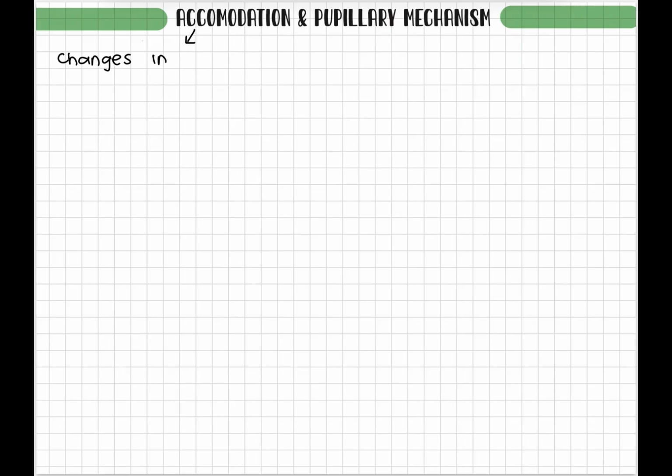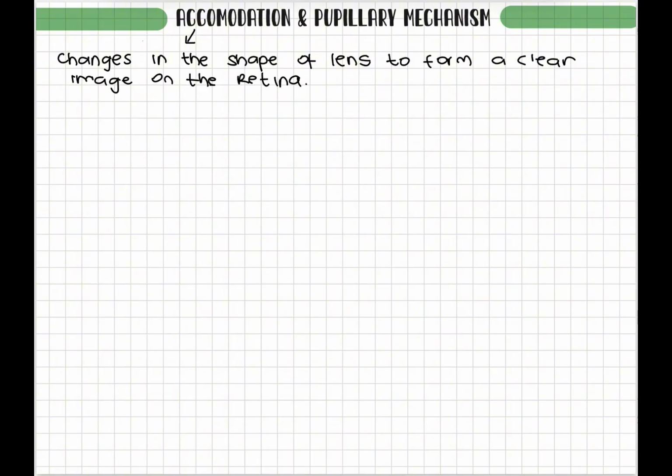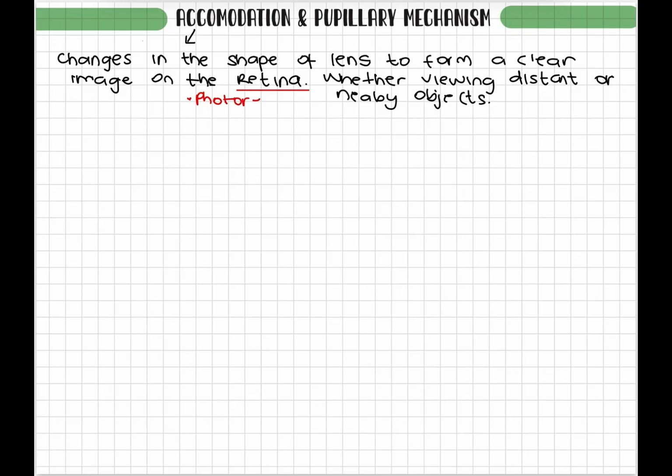Starting with accommodation, these are changes in the shape of the lens so that a clear image forms on the retina when you're looking at objects that are distant or nearby. So here we look at the retina. Since it contains photoreceptors, they convert light stimulus into an impulse, and then the impulse is transmitted to the cerebrum for interpretation. So whether the light is coming from a distant or a nearby object.